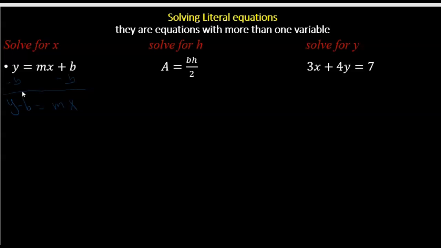Now, the next step we need to do is to get rid of the m. M is multiplied by x, and the inverse operation for multiplication is division. So therefore, we have to divide by m on both sides. So you have y minus b over m equals x, which is the same as x equals y minus b over m.